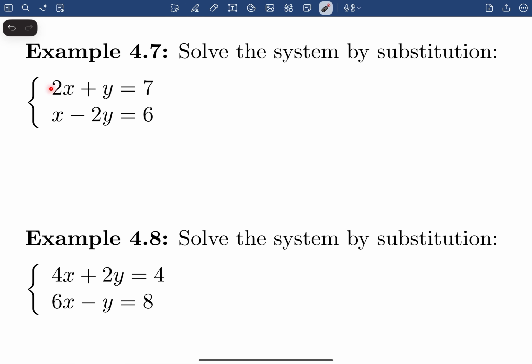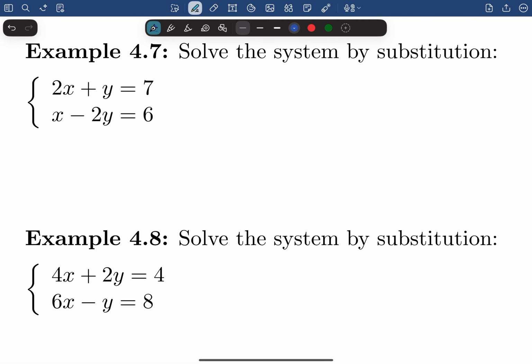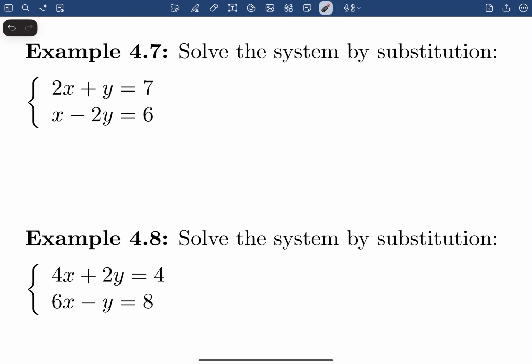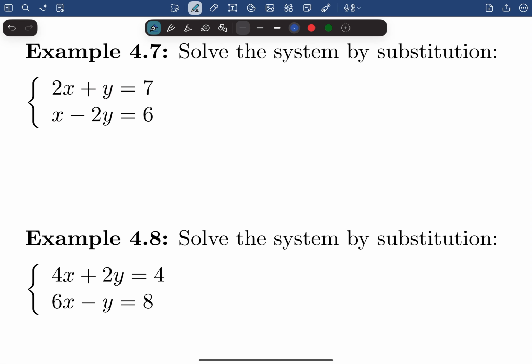Right now, the variable terms are on the same side of the equation because it's in standard form. And so what we have to do first is solve for either x or y. So looking at this, I could either solve this equation for y, that would be really easy to do, or I could solve this equation for x. It's your choice. So I'll just solve the top equation for y, because I'm used to solving for y to put it in slope-intercept form.